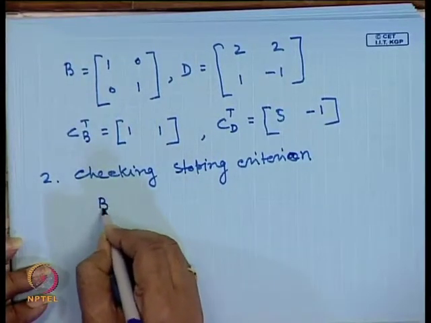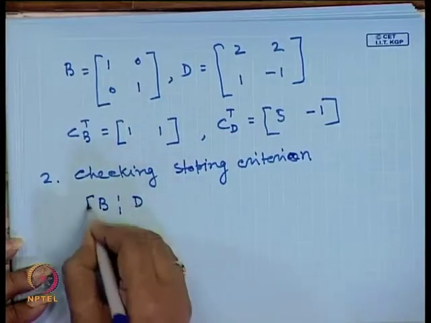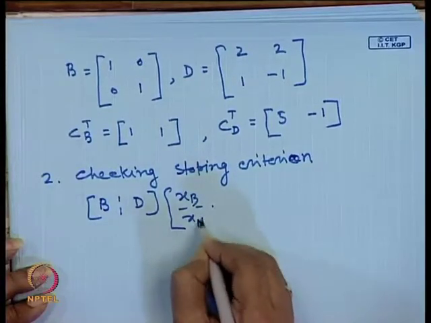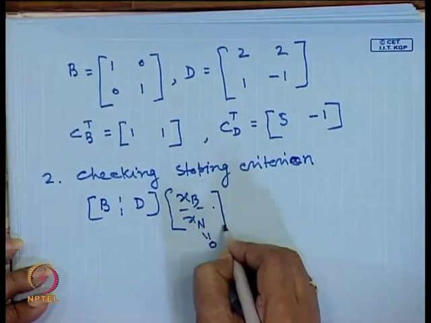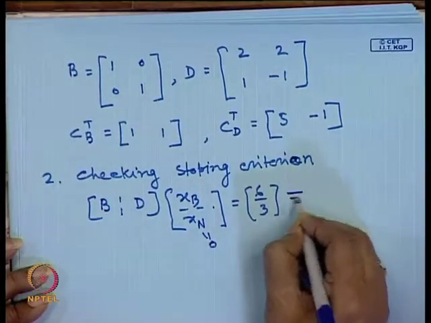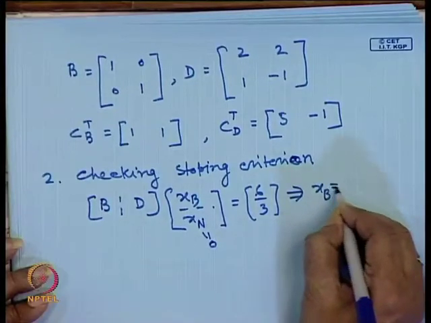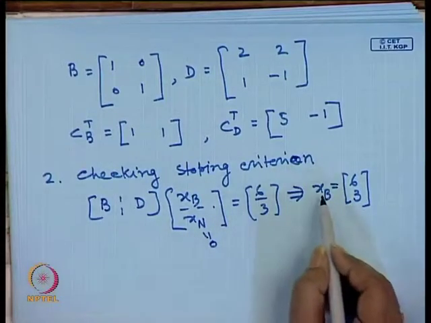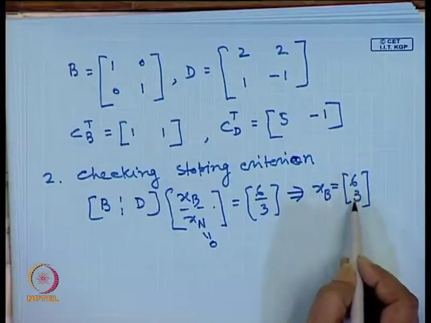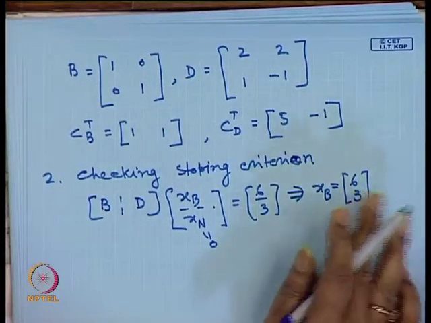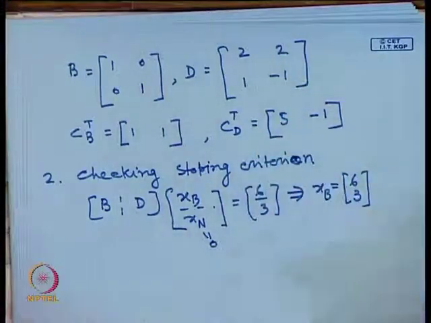So, let us see our B D multiplied by X B and X N. The non-basic variable we have considered 0, so it is equal to 6, 3. So, our basic variable solution is x B equal to 6, 3. If you get any component of x B negative, this indicates that the solution is not feasible, because our problem was x greater than or equal to 0.